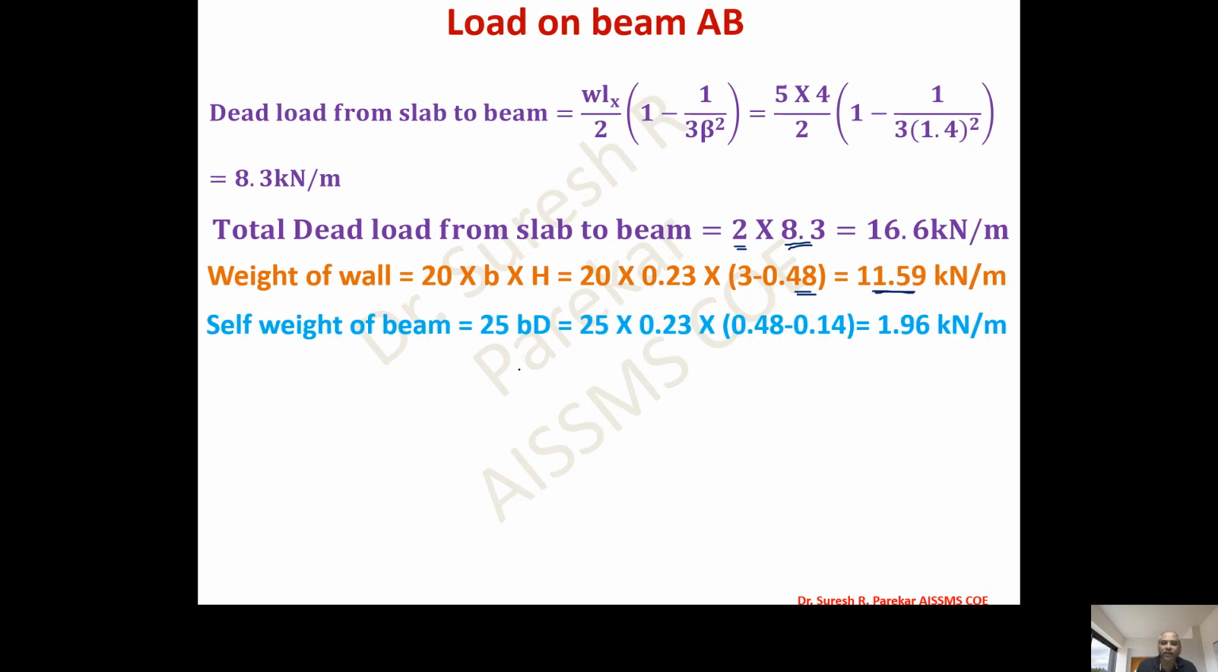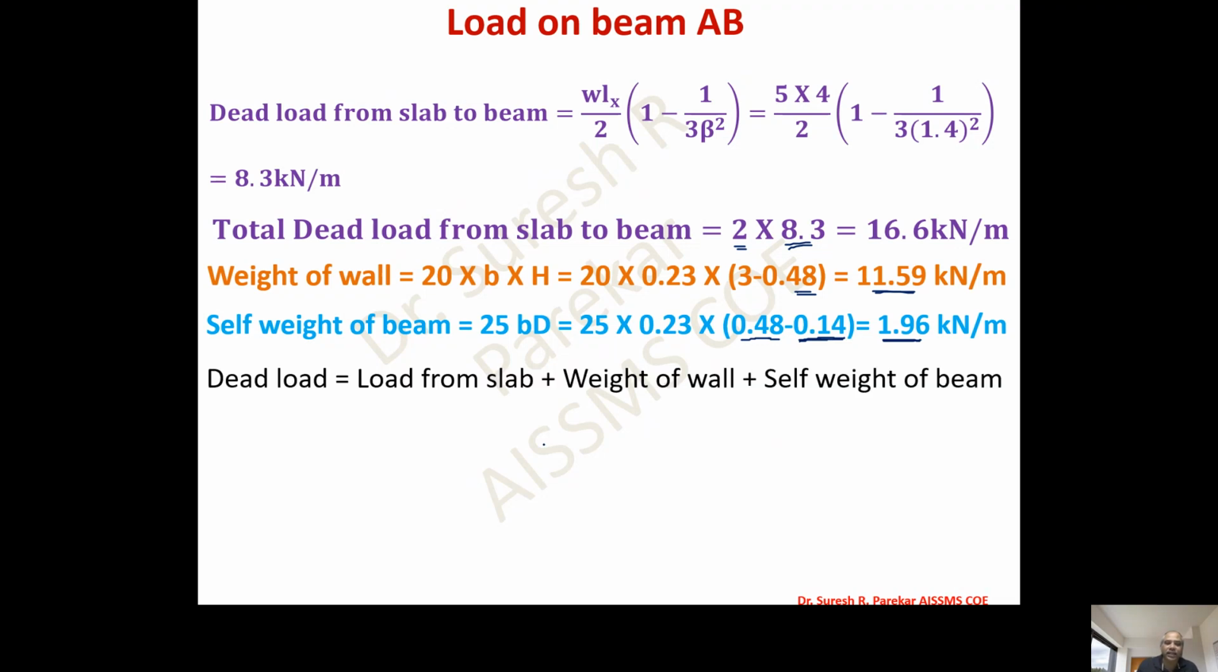Now self weight of beam, 25 B into D, and then 25 into 0.23, and then B into D. So this will be 0.48, this will be depth of beam, and then we have to subtract this depth of slab. That we have to subtract actually. So we have 0.48 minus 0.14, and we will get this value as 1.96 kilonewton per meter. So now knowing these total dead loads, we will add this, and by adding this, we will get total dead load as 30.15 kilonewton per meter.